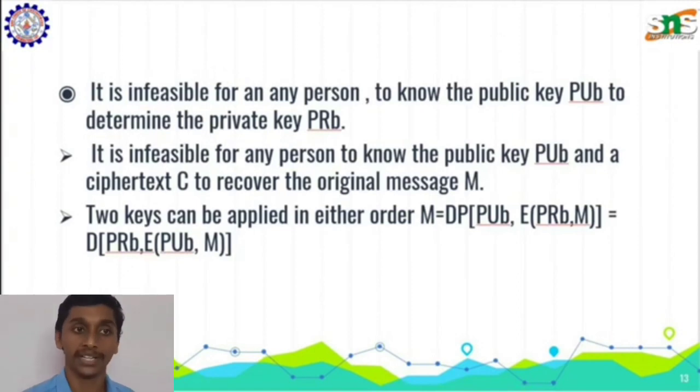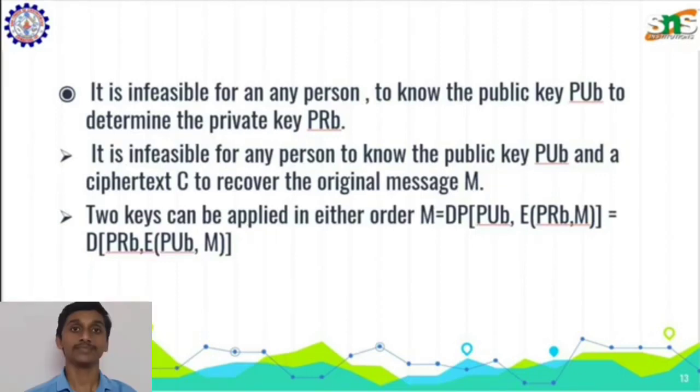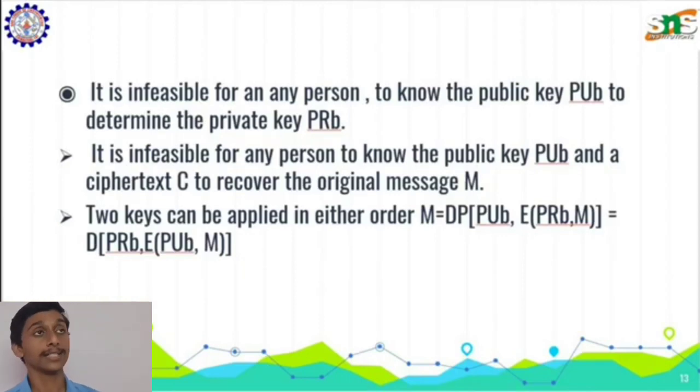It is infeasible for a person knowing the public key, that is PUB, to determine the private key PRB. It is infeasible for a person knowing the public key PUB and a ciphertext C to recover the original message M. The 2 keys can be applied in either order: M is equal to D(PUB, E(PRB, M)), which is equal to D(PRB, E(PUB, M)).